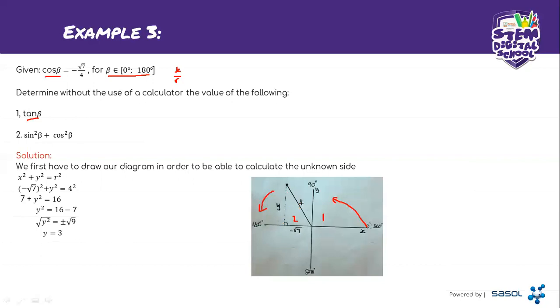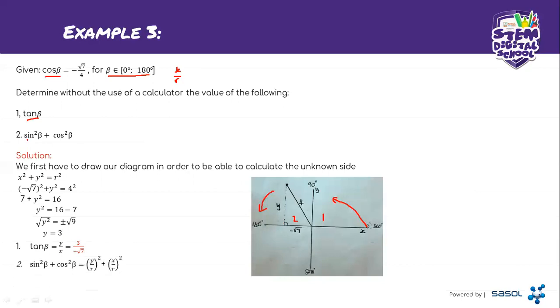The answer that we are looking for is going to be +3. We're not going to take -3, because we know that the value of y on the second quadrant is positive. Hence we have to use +3. And now we can go and answer the question. Tan beta equals y over x, and the value of y is 3 and the value of x is -square root of 7.